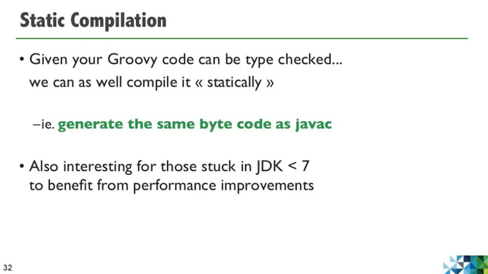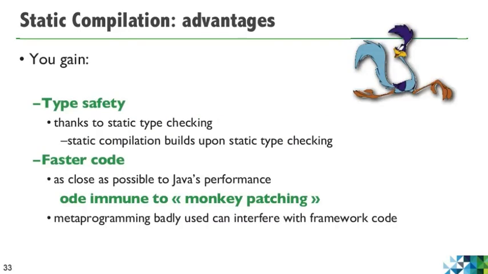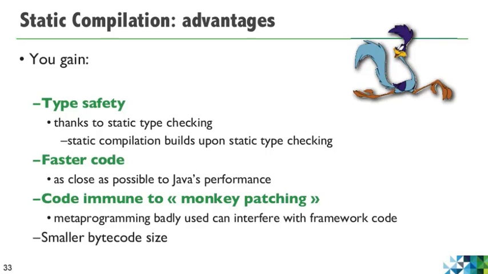But we needed the static type checking support so that we have enough type information to be able to generate the same kind of bytecode as the Java compiler. So that's actually what we did. And what do you gain with that? Well, obviously you have the same kind of type safety as with static type checking, because static compilation is using the static type checker under the hood. And since you do static compilation and generate more or less the same kind of bytecode as Java, you get faster code, as fast or almost as fast as Java.